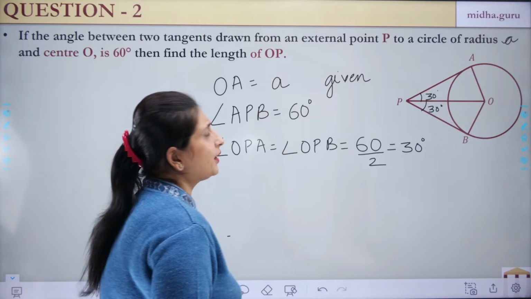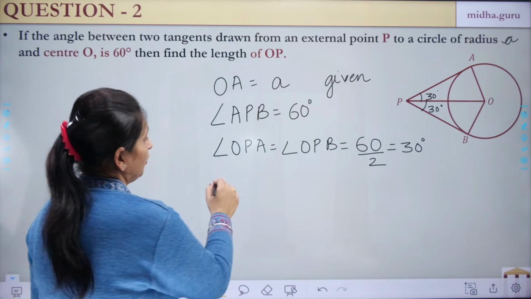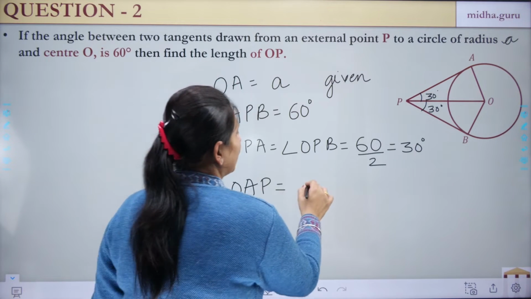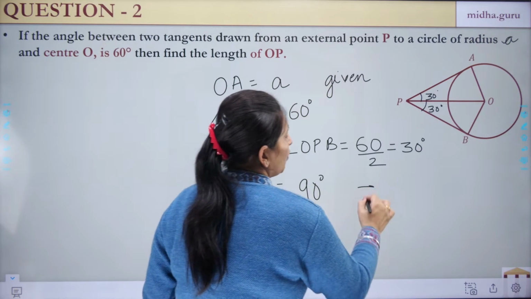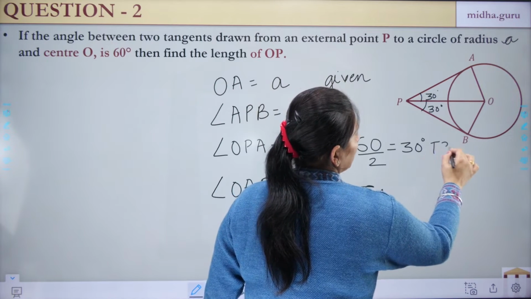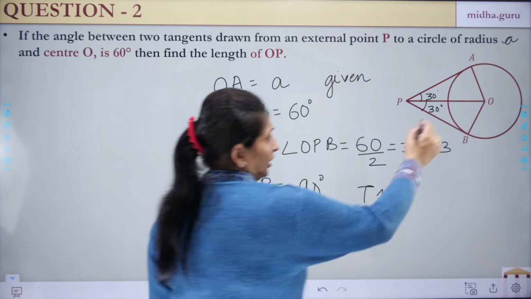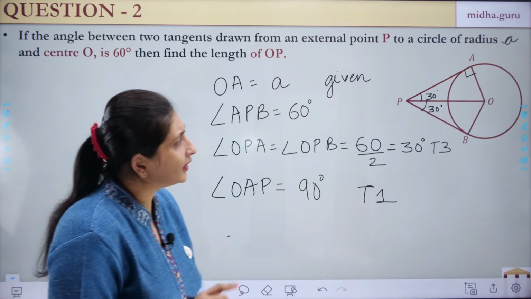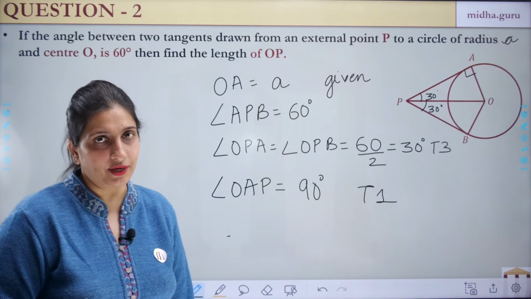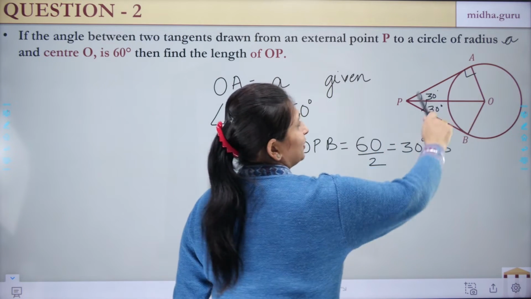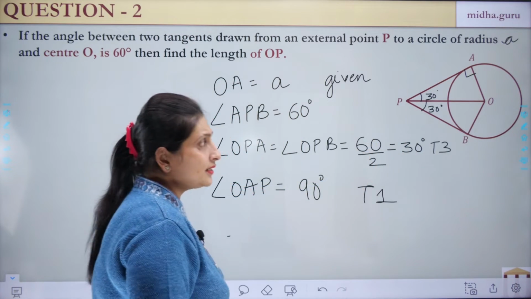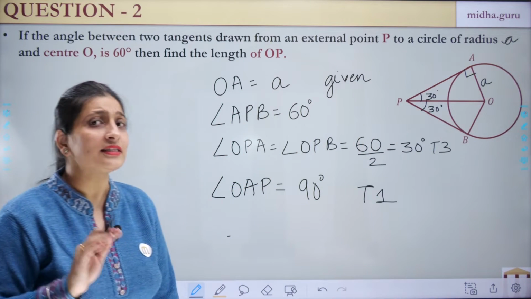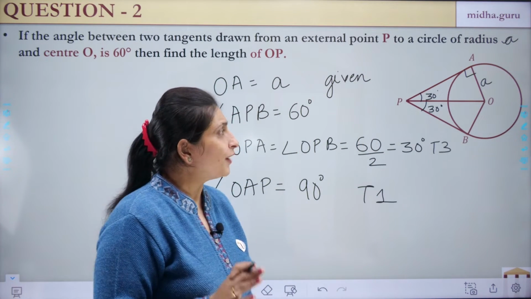Next we can write angle OAP. Just tell me what will be angle OAP? Yes, it will be 90 degrees again from theorem 1, and this is theorem 3. If this is 90 degrees, the triangle OAP is a right angle triangle. We have angle OAP as right angle, and we know angle P is 30 degrees, and we know the length of OA, which is the radius of the circle, is A. Now we have to find OP.